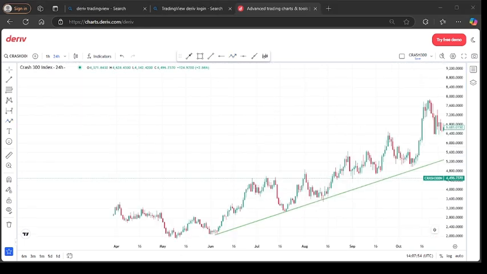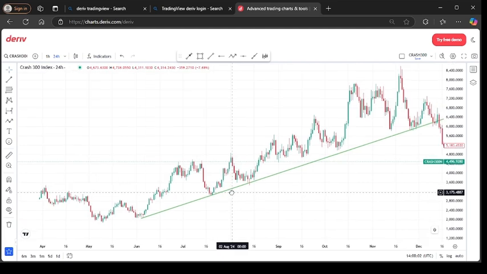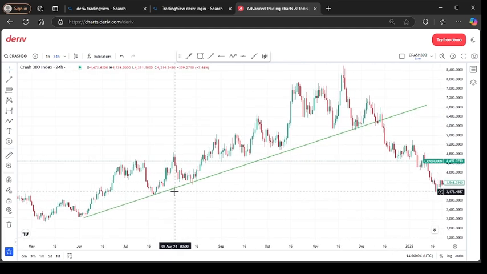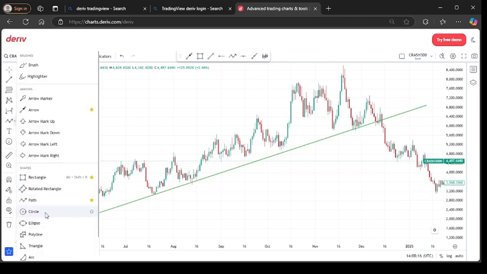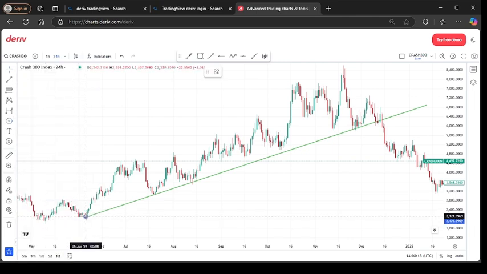When trading breakouts, there are a few important points that we need to take note of. First, as we can see, this is the Crash 300 chart, and I'm on the daily time frame. Like we have said, when you are drawing a trend line, the first thing you need is to connect two touch points. You need to have your two touch points which must be clear. Like here you can see.